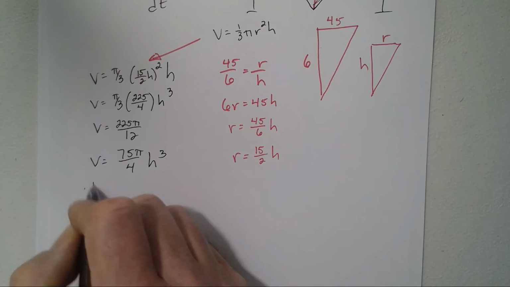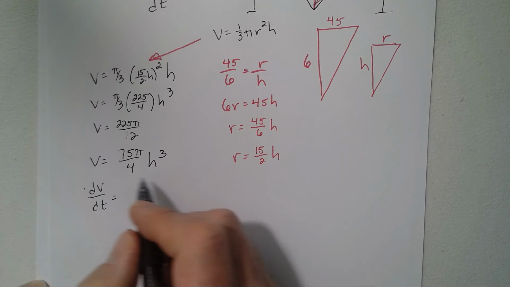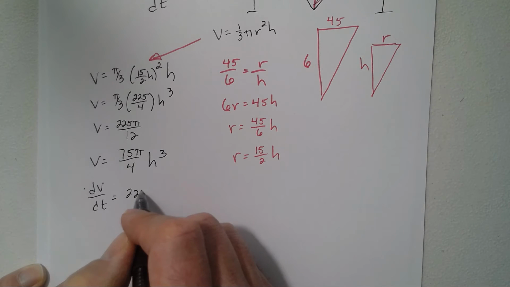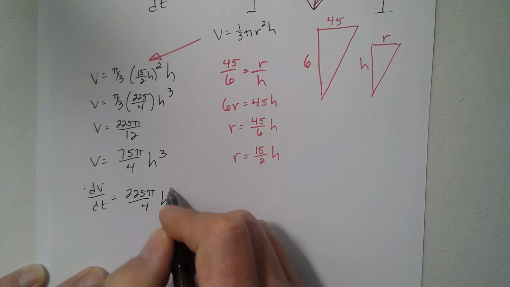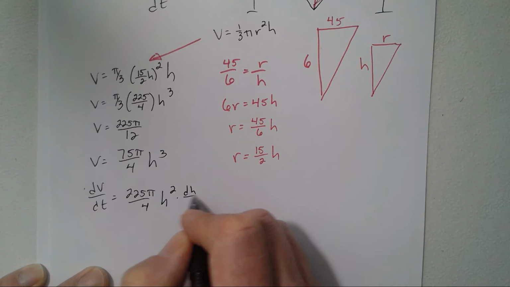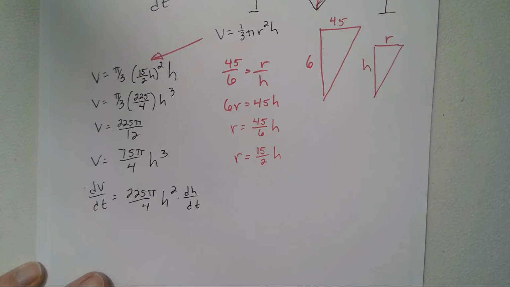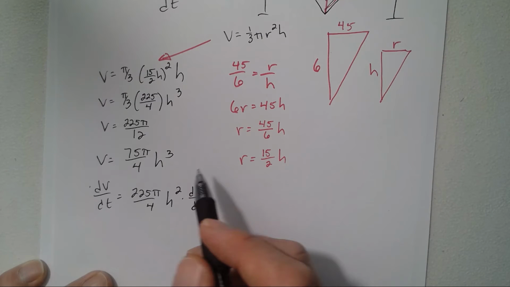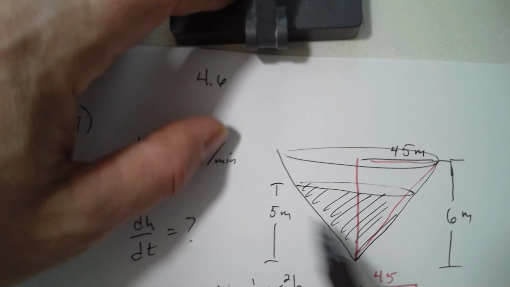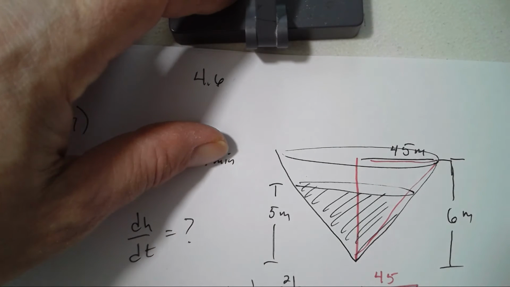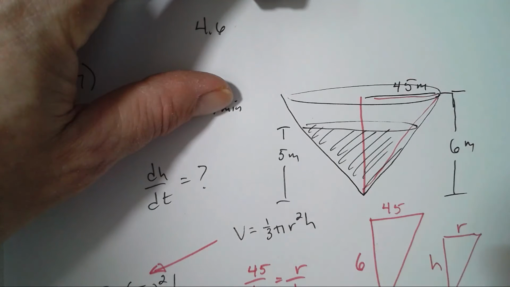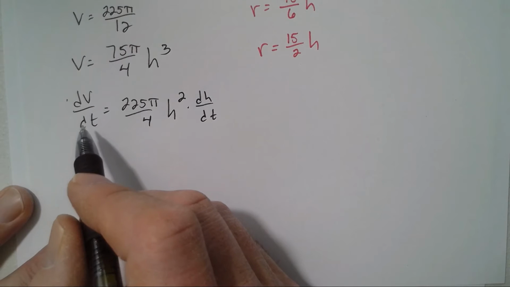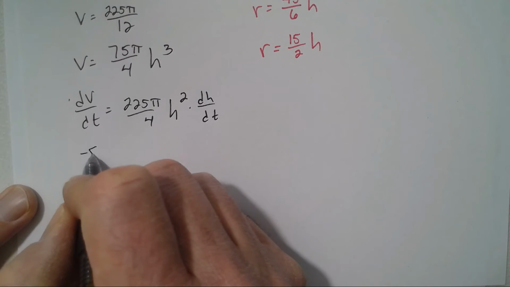So dV/dt equals 225 pi over 4 h squared times dh/dt. Our h is given to be 5, so now we can substitute our 5 in. Initially h is a variable, but at that point h is 5 and dh/dt is what we're looking for. Our dV/dt is negative 50. That's a given.